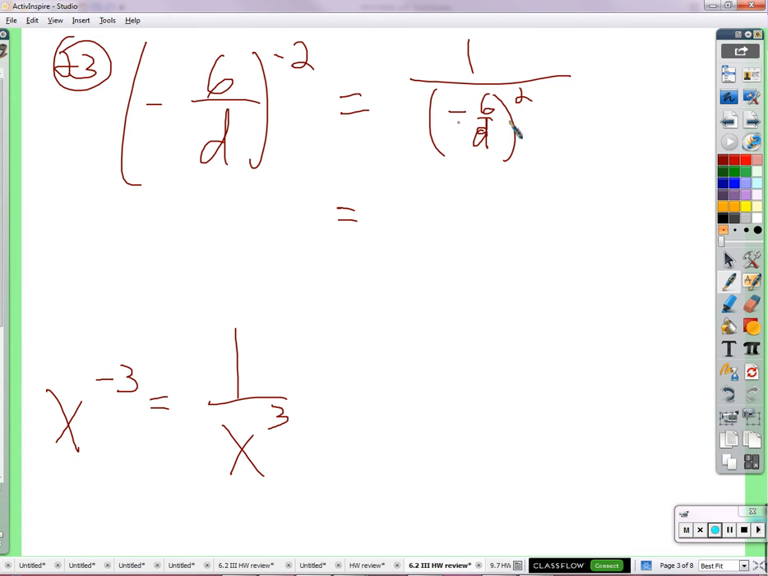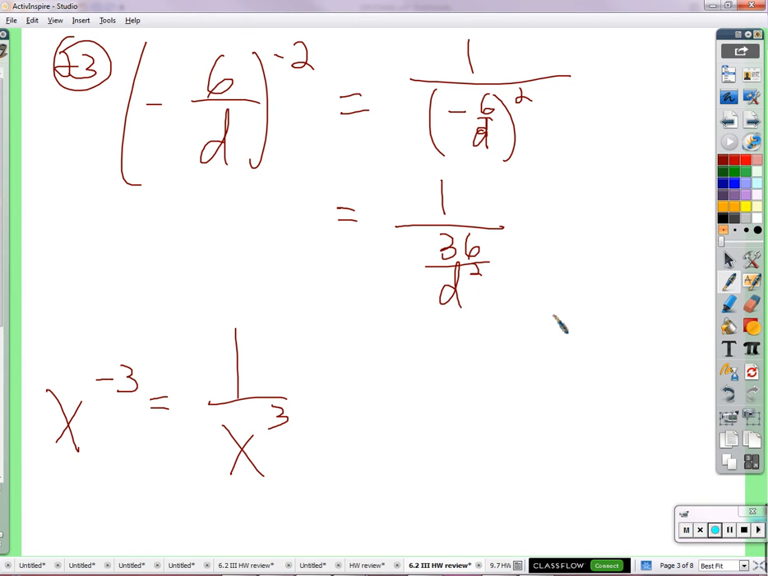We're going to multiply this fraction by itself, 2 of those. That's a negative fraction times a negative fraction, so is it going to be negative or positive? Positive. That's helpful to know what the sign is going to be. It's going to be a 6 times a 6, so 36, or 6 squared. A d times a d is d squared. Okay, well, now I have 1 over 36 over d squared.